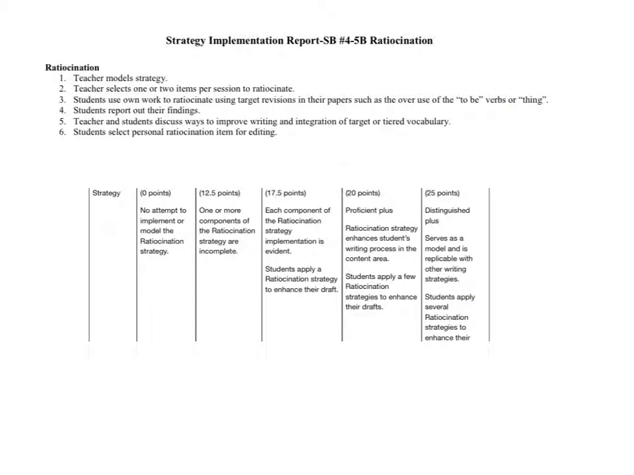If you do ratiocination, same thing. You tell me that you modeled it. How did you model it? What did you say? And then this right here says you select 1 or 2 items. So are you going to be looking at the first words in the paragraph and bracketing? Are you going to be going over words that students use all the time and doing that wavy bit? Are you going to be circling the to be verbs? However else you want to focus on ratiocination, that's fine.